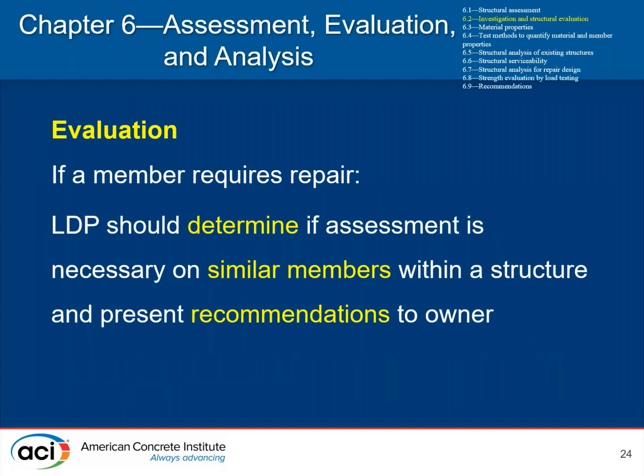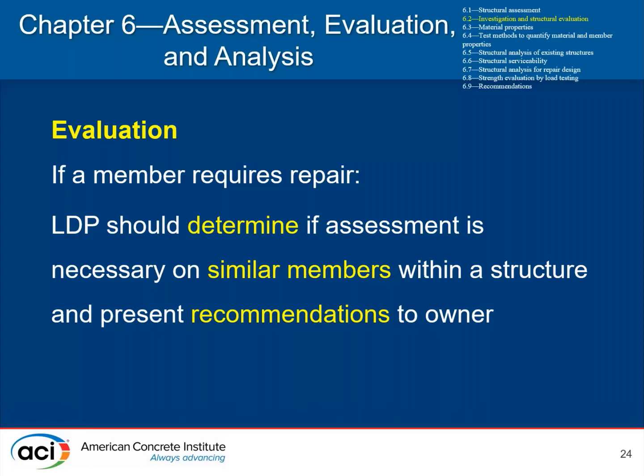So if a member requires repair in accordance with the code, the LDP should determine if assessment is necessary on similar members within a structure and present recommendations to the owner. And again, when we're talking about reinforcing steel corrosion that might be precipitating in one member more than another because of maybe increased moisture, or perhaps alkali silica reactivity, delayed ettringite formation, something like this, other deterioration mechanisms, it might be where those conditions just aren't as advanced or outwardly observable in other structures. So it might be necessary to evaluate other members within a structure if something is determined.